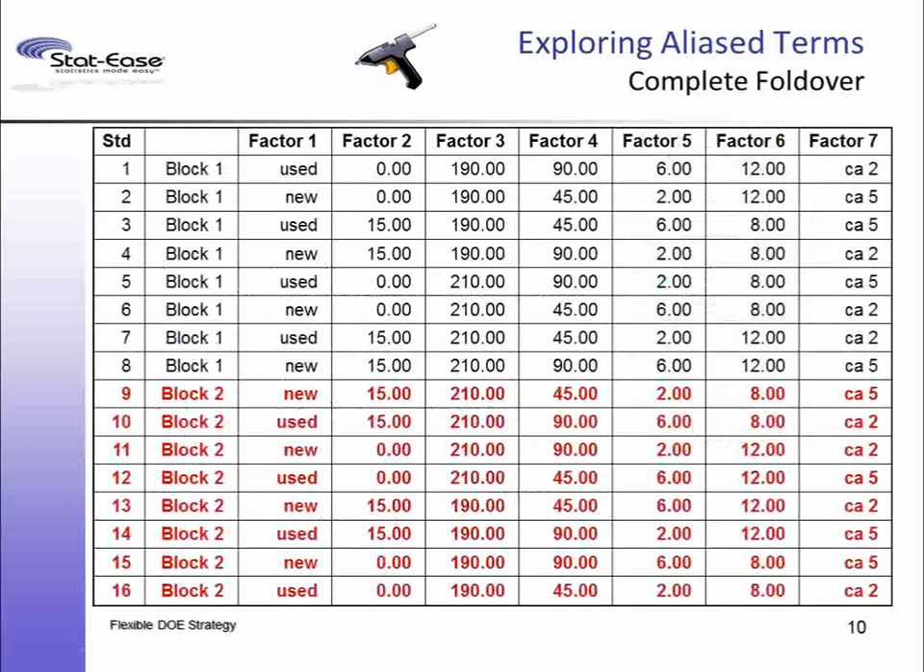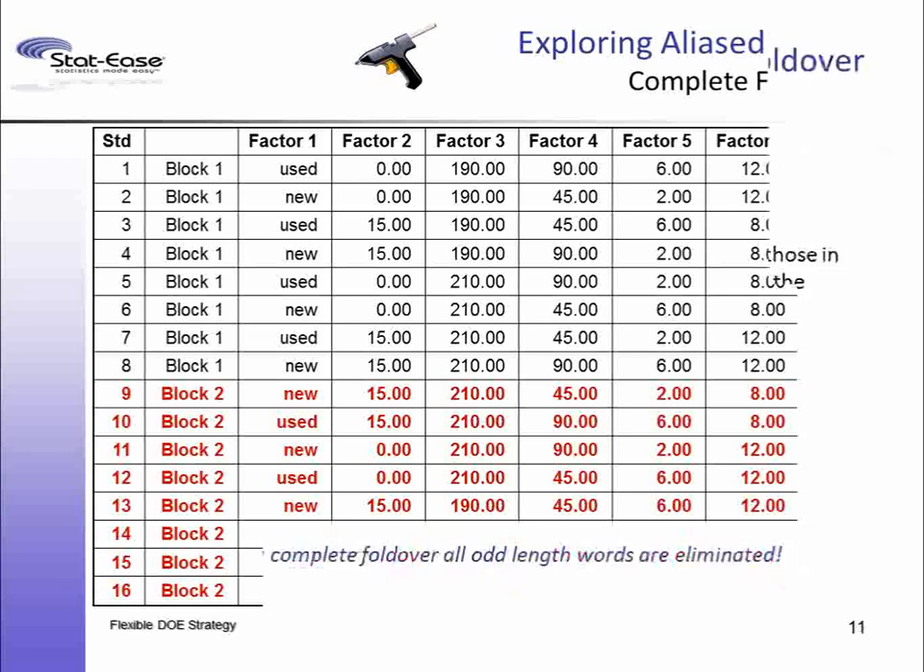This screen is showing you the original 8 runs in block 1, and the second block, block 2, is showing the augmented, the folded over additional 8 runs. We always put that augmentation into a new block so that if there are any time-based effects, they would get removed from the analysis, and so you have a little bit cleaner analysis.